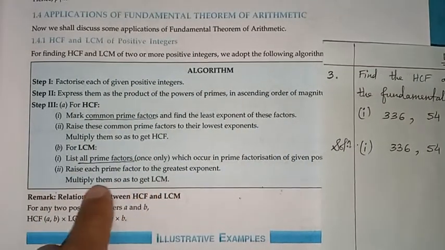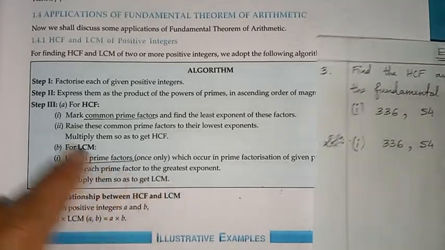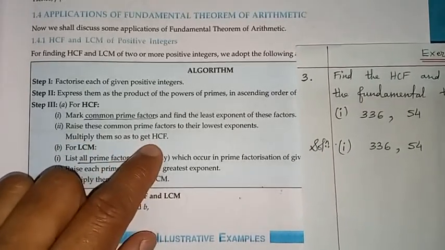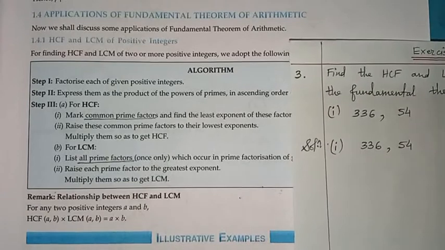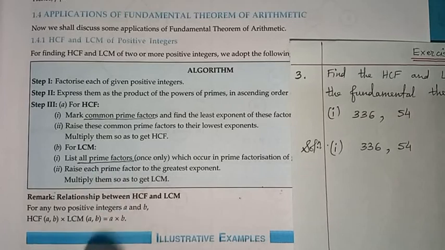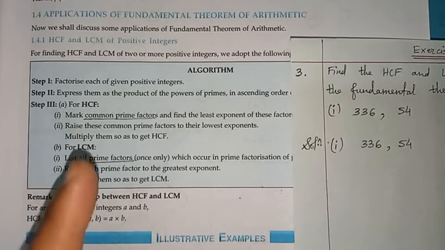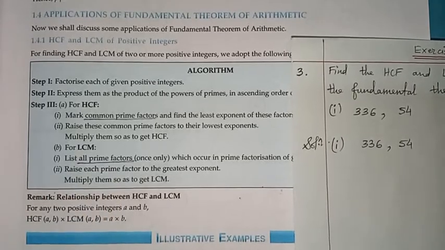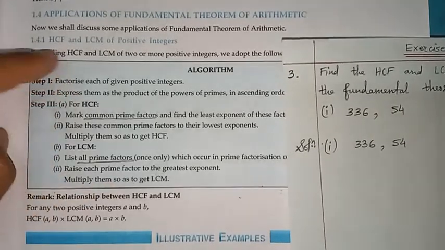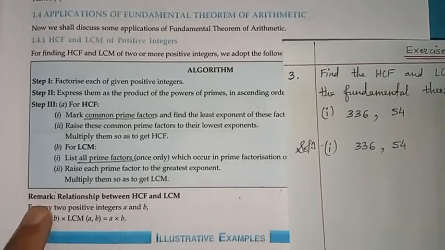So the product of all the prime factors with the highest power will give you the LCM, and the product of all the common prime factors with the lowest power will give you the HCF. That means HCF is the product of all the common prime factors with the lowest power, and LCM is the product of all the prime factors with the highest power. Okay, clear?